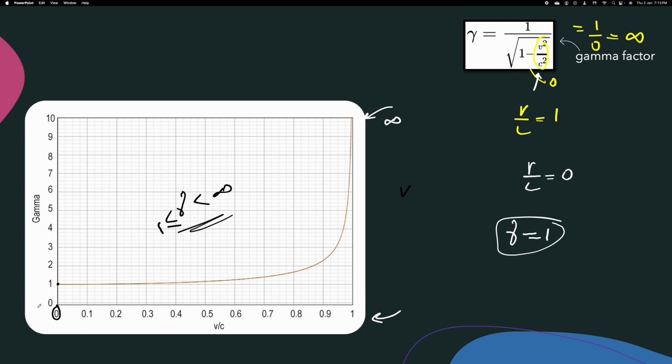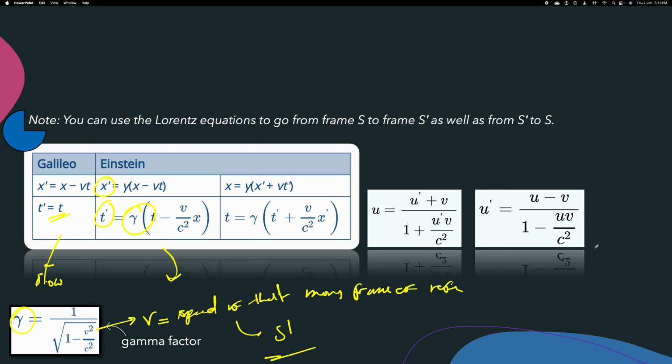What you understand is, when the value of v is very, very small, what happens? A very small value divided by a very large value, which is c squared, so this overall value becomes negligible, about 0. In that case, the value of gamma becomes 1. And if gamma becomes 1, substitute it here, your x prime becomes the same equation as the Galilean equation.